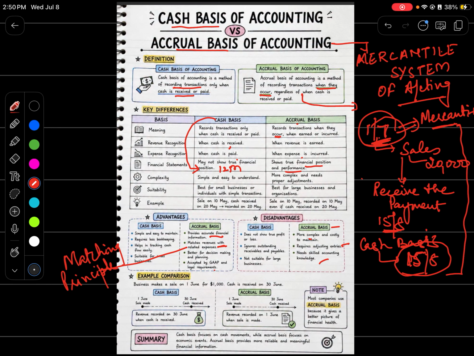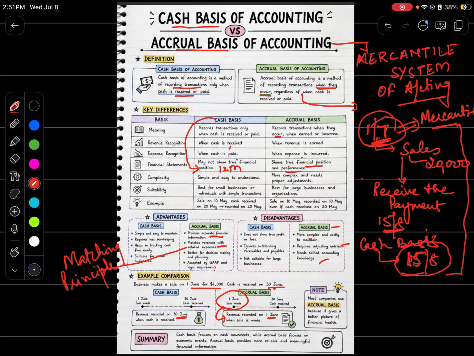Now, again, let's take an example to make this concept more clear. A business has made a sale on 1st of June, and the cash is received on 30th of June. If we are talking about the cash basis, we are receiving cash on 30th of June, and therefore we are going to record the revenue on 30th of June. Whereas under accrual basis, irrespective of whenever the cash is received, we made the sale on 1st of June. That is the date when the revenue has been earned, and therefore we are going to record the journal entry on 1st of June. So that is the difference between the accrual basis and cash basis.